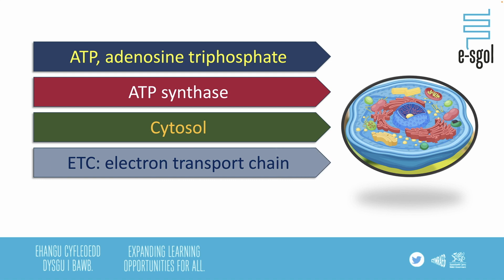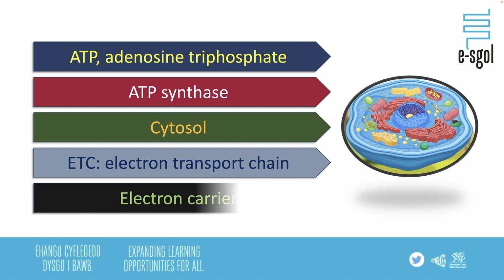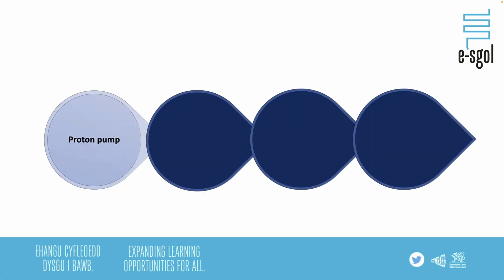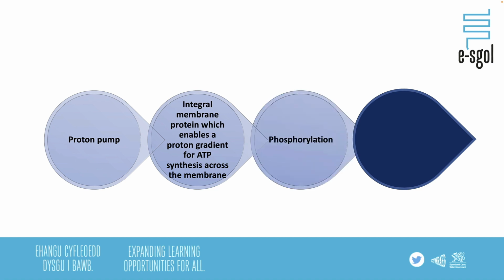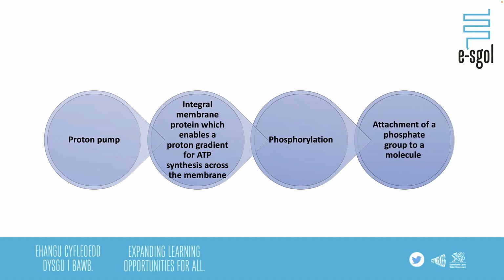The ETC or electron transport chain. Here, electron carrier proteins transfer electrons through oxidation-reduction reactions. Electron carrier, this is a molecule that can accept and donate electrons. A proton pump, which is an integral membrane protein which enables a proton gradient for ATP synthesis and phosphorylation. In phosphorylation, a phosphate is added to a molecule.